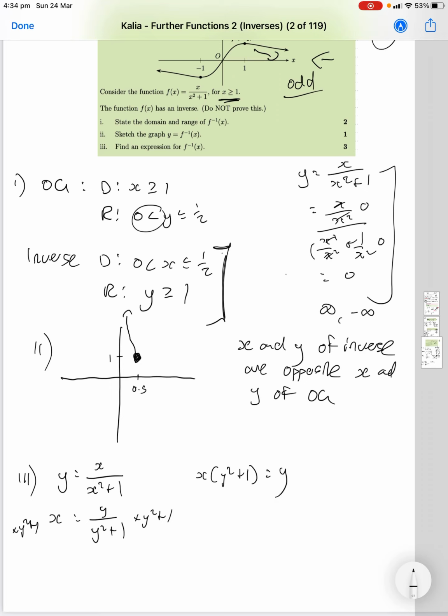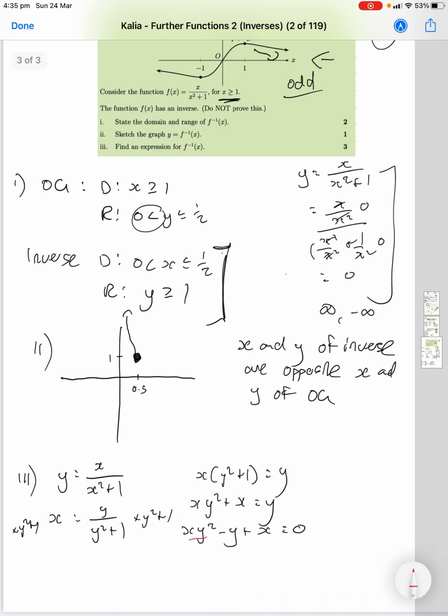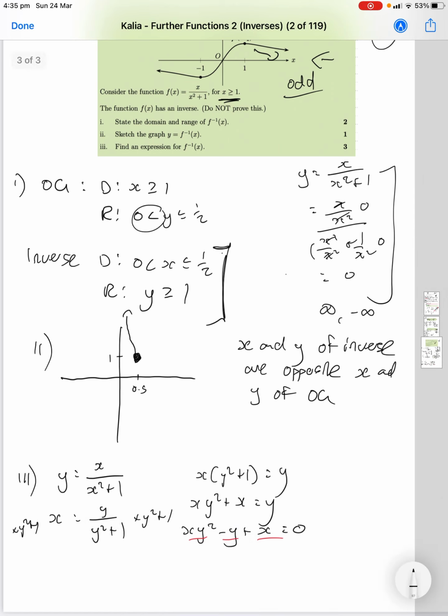I'm going to do something strange here. I'm going to expand. The idea is I want to get my y's on one side and my x's on one side as well. So we have xy squared minus y plus x is equal to 0. The most insane thing about this, other than the fact that I can't add a new page, so I'm really going to run out of room, is that this is actually a quadratic if you think about it. y squared, y, constant term. We can factorize that with the quadratic formula relating to y.